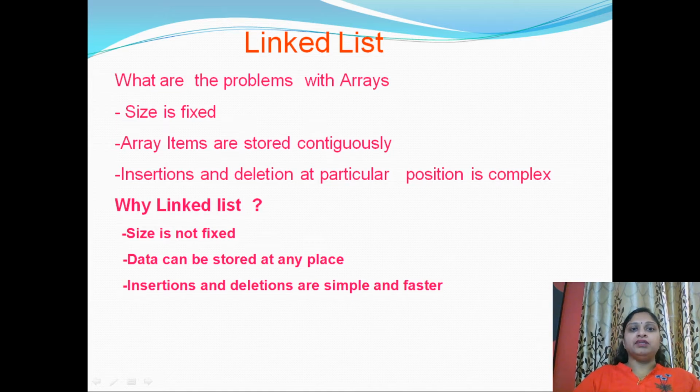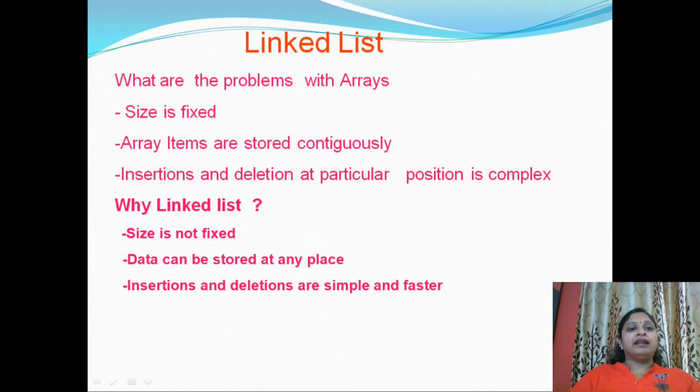To understand the meaning of linked list, first we need to understand which problems we are facing with arrays. What are the problems with arrays? First problem with the array is that the size is fixed. When you declare an array, you need to give the size of that array. When you compile a program, the compiler knows the size of that array, and depending on that it will allocate memory for the array. Once you have given a size for that array, you cannot change it.